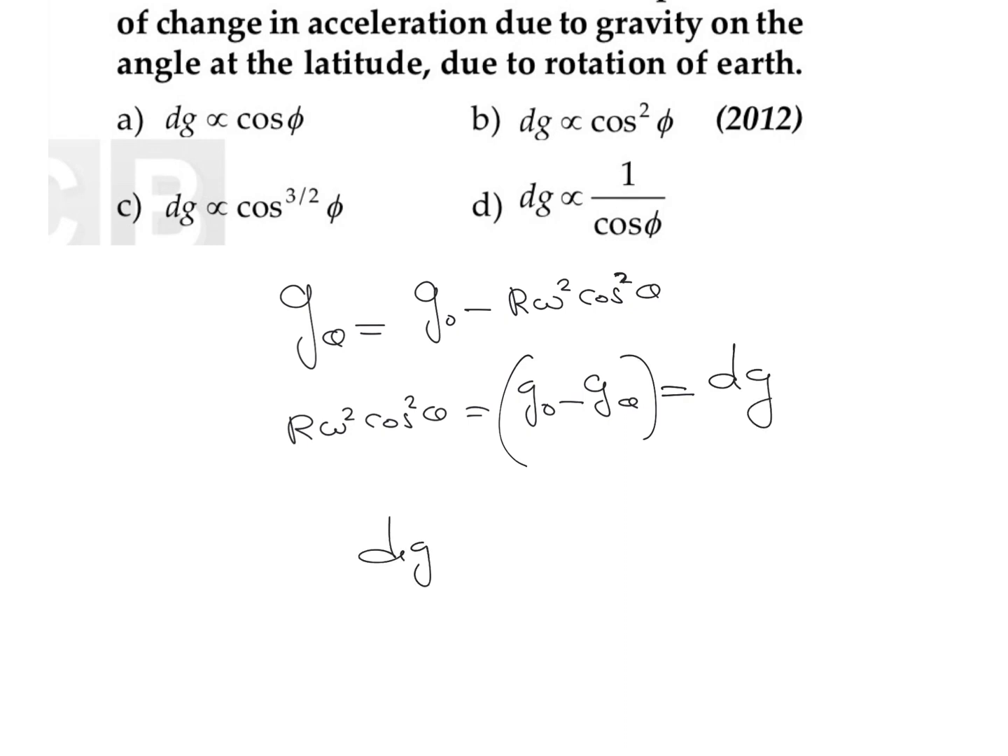So this change in value of g is equal to r omega square into cos square theta. Or you can write this as: change in value of g is directly proportional to cos square theta.